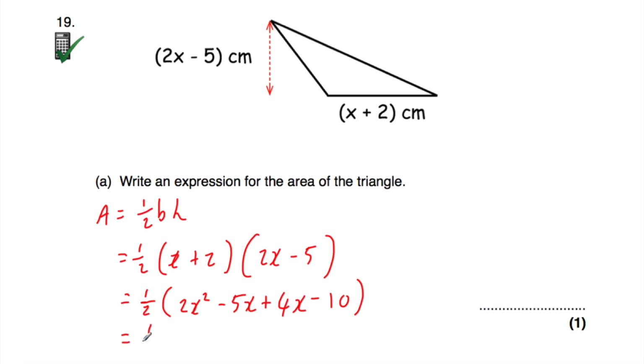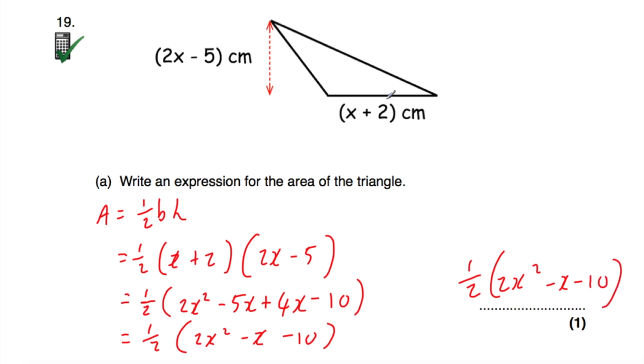Now let's simplify. So we'd have a half and then in brackets 2x squared. Minus 5x plus 4x would be minus x. And then we've got our minus 10. So we can't actually divide all of those terms by 2. But if we had perhaps here minus 6x, we'd be able to half all these terms. But I'm just going to leave the answer as a half and then in brackets 2x squared minus x minus 10. And that's it. So that's the area of the triangle using half the base times the height.